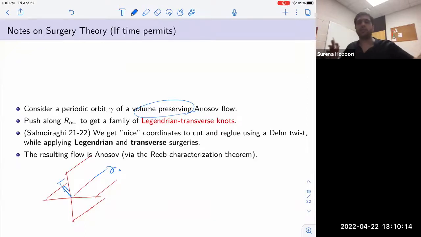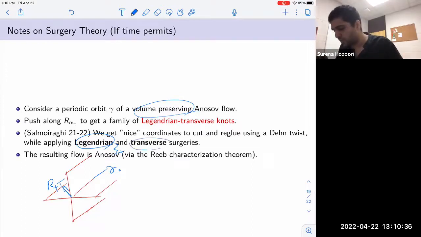If you push this periodic orbit along one of these Reeb vector fields, we get a family of knots which are Legendrian transverse, in the sense that R plus is the Reeb vector field for C plus. So the knot is going to stay Legendrian for C plus, but R plus is a Legendrian vector field for C minus. So if you push in that direction, the knot will become transverse to C minus.